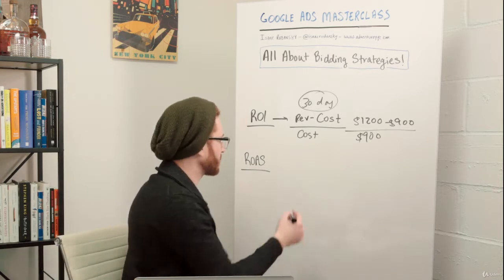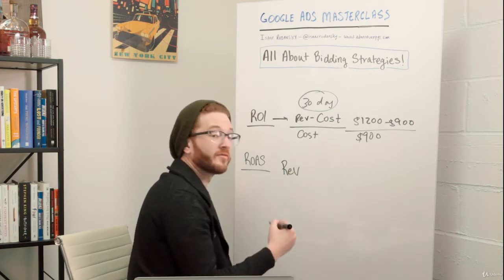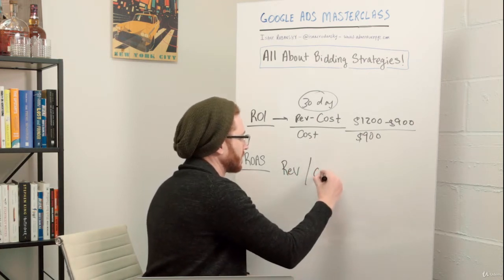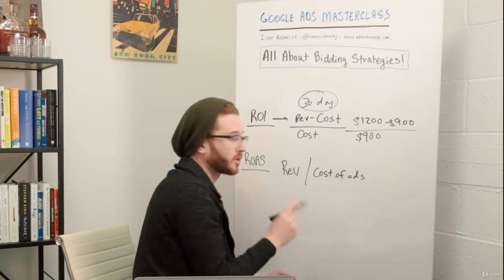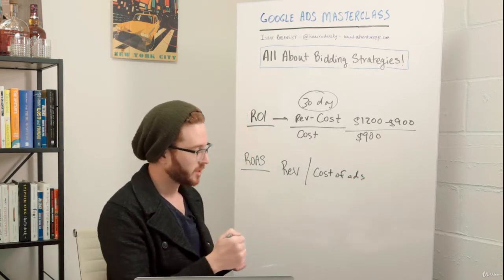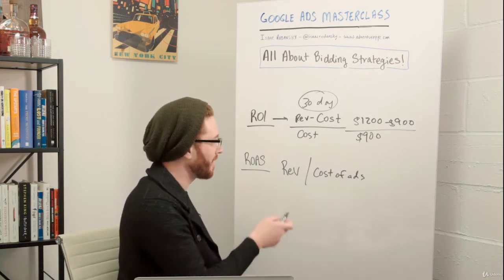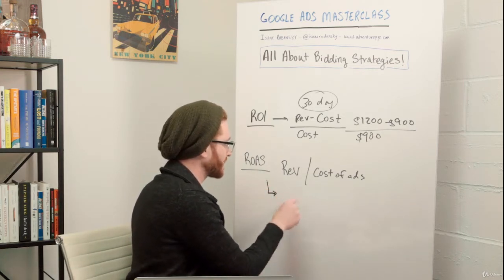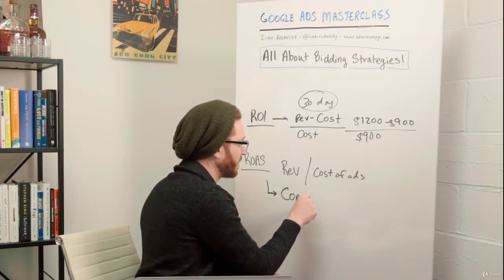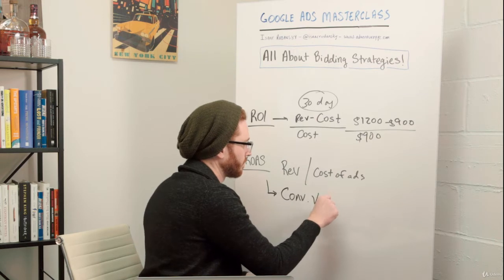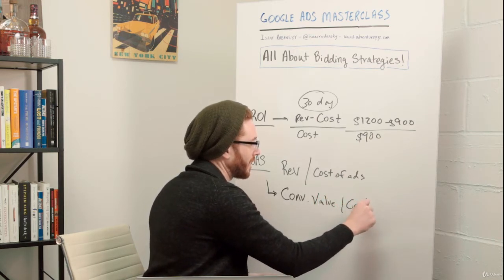So it's much simpler. It's total conversion value, which is revenue, divided by cost of ads. Okay, that's your formula for ROAS. And in fact, Google has a column that is just that. It's not called ROAS, but if you go into your columns, you'll see something called conversion value divided by cost. And that is your ROAS column.